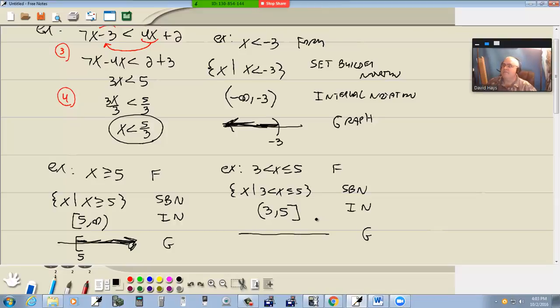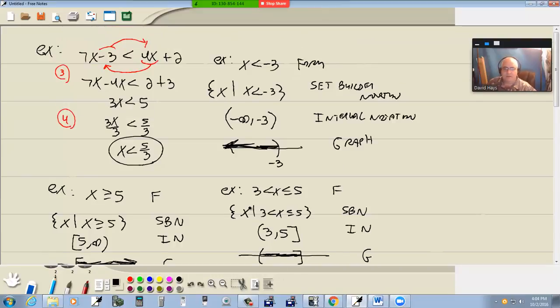And then our graph. Parentheses on the 3, parentheses on the 3. Bracket on the 5, bracket on the 5. And you shade whichever way they're opening. They're both opening inward, so I shade inside. And that'd be our graph. Let me clear that off.